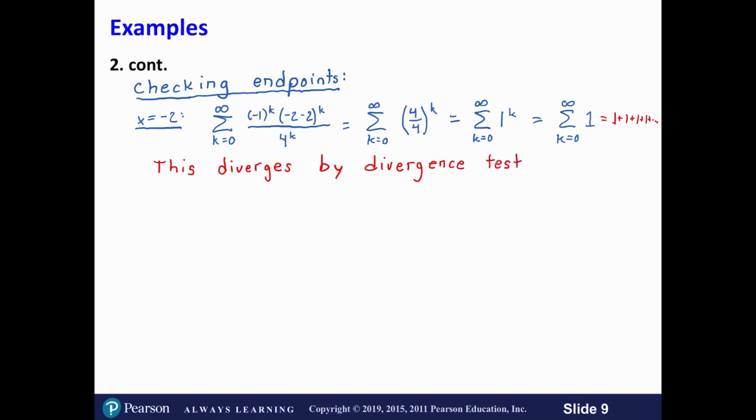So to add detail, we have that the limit as k approaches infinity of 1 is equal to 1, which is not 0, and so this series diverges. So that says that -2 is not included in the interval of convergence. So x equals -2 is not included in the interval of convergence.